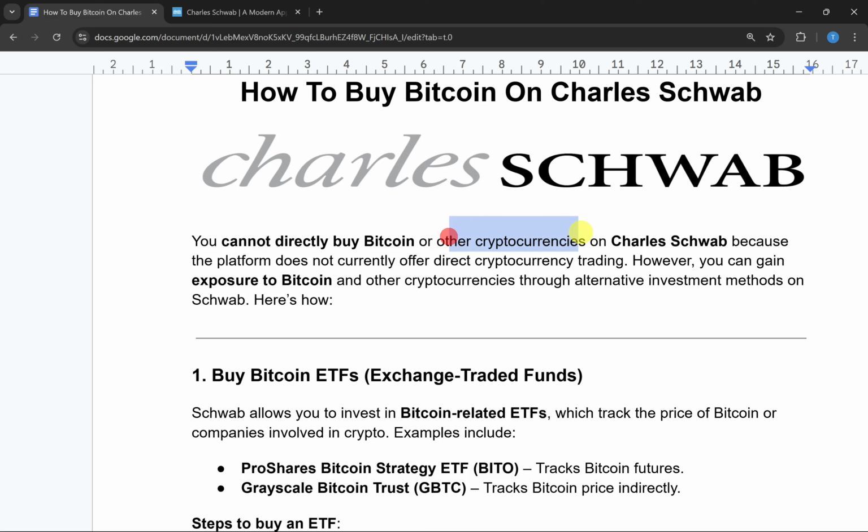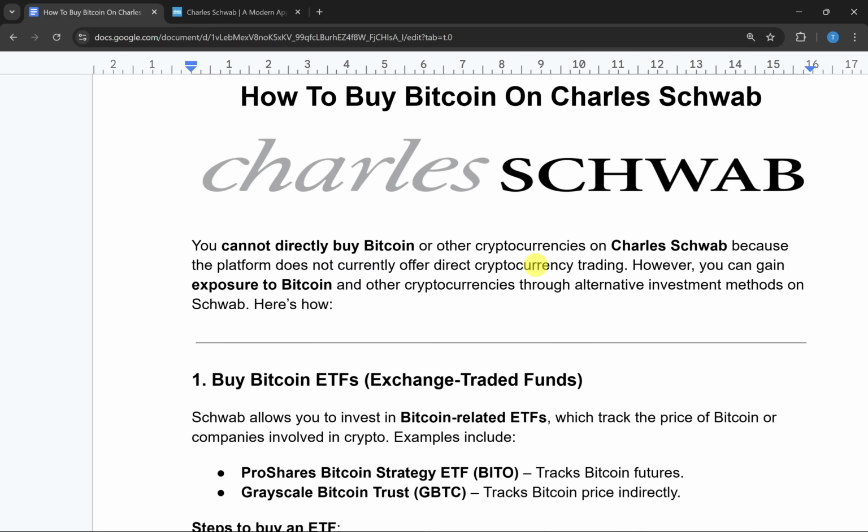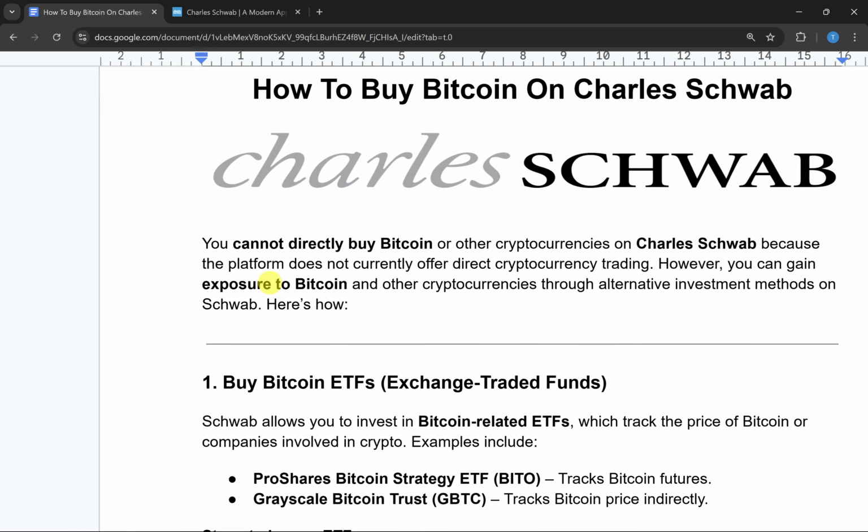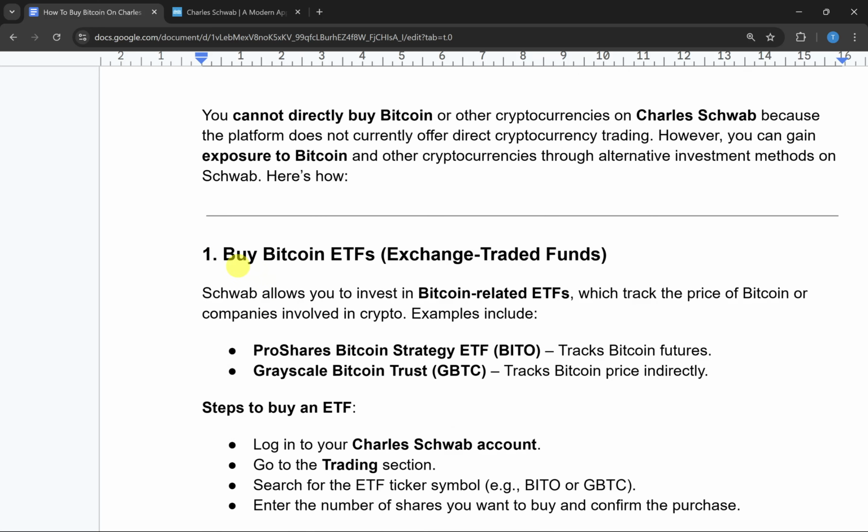or other cryptocurrency on Schwab because the platform doesn't currently offer direct cryptocurrency trading. However, you can gain exposure to Bitcoin and other cryptocurrencies through alternative investment options on Schwab. So here's how you can do it. You can buy Bitcoin ETFs.